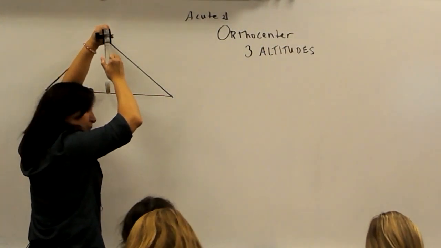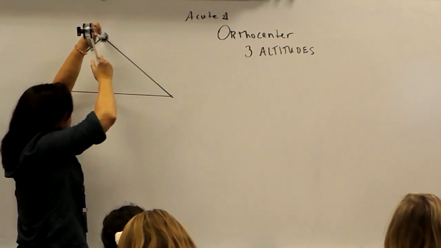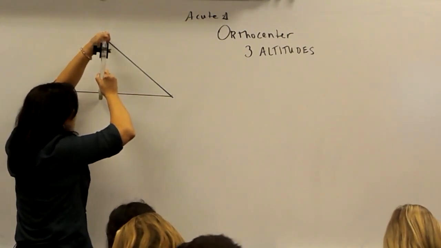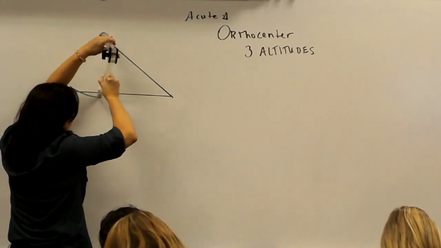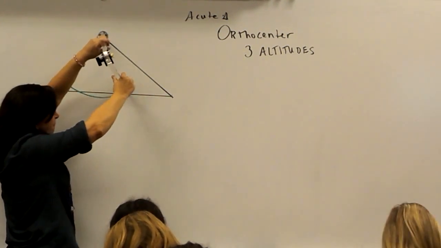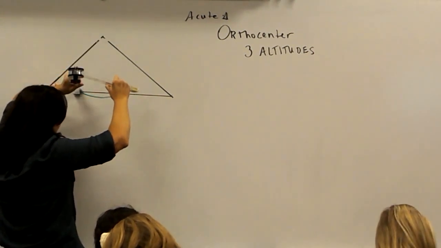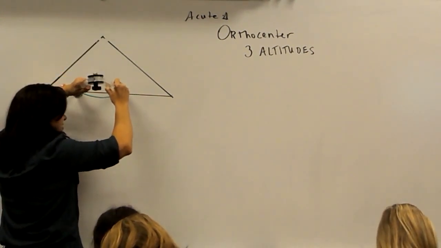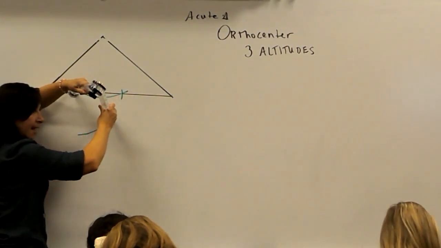Put your pointer on one of the top vertices up here like this. Drop it down just a little bit farther than the actual line and make an arc like this. And then we're going to measure that arc, and I know that I'm measuring that arc because I'm going to see a little slash right there. I'm going to arc this down like that.